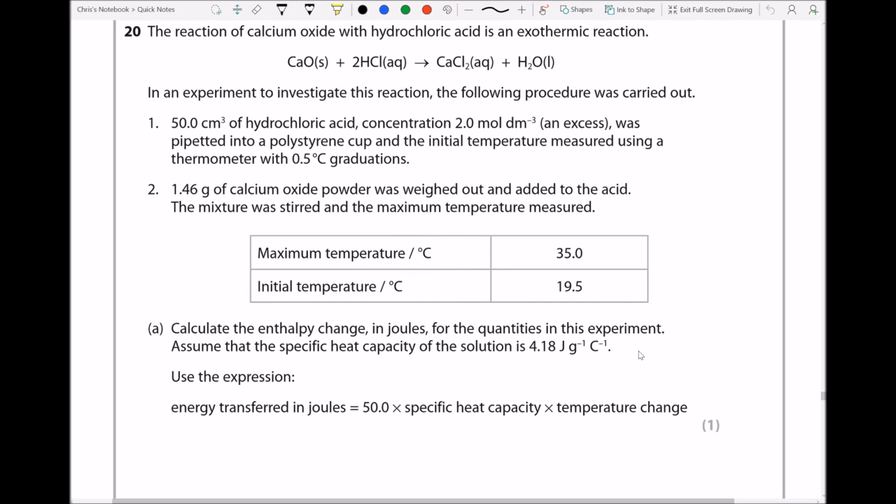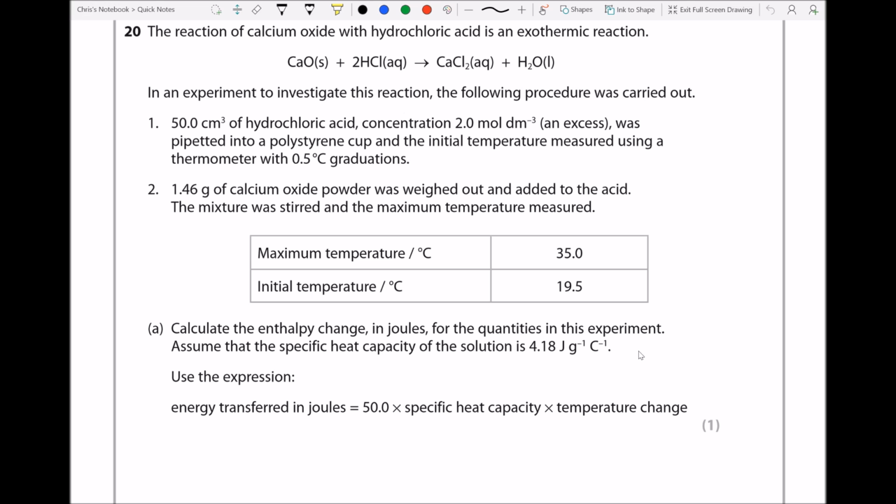Okay, so this is question 20, the final one. It says the reaction of calcium oxide with hydrochloric acid is an exothermic reaction. So we've got the equation there. In an experiment to investigate this reaction, the following procedure was carried out. 50 centimeters cubed of hydrochloric acid, concentration 2 moles per dm cubed and in excess, was pipetted into a polystyrene cup and the initial temperature measured using a thermometer with 0.5 degree graduations. The second step is 1.46 grams of calcium oxide powder was weighed out and added to the acid. The mixture was stirred and the maximum temperature measured. So you might have done this practical at school or college.